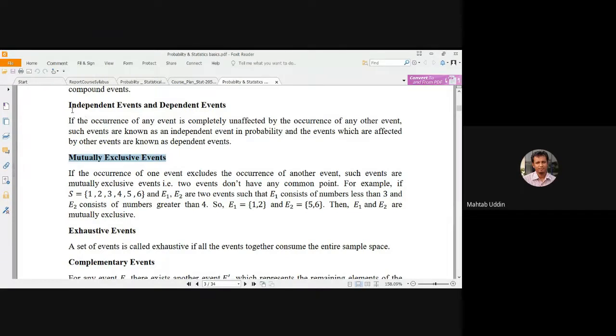And independent event, that is one event not depending to others. It's called the independent event. ঠিক আছে? Like it's raining and this is day. It's actually they are independent because rain can happen in day and night. Rain can happen in the day, also it can happen in the night. So it's raining, it's not depending on the day or night. Okay?